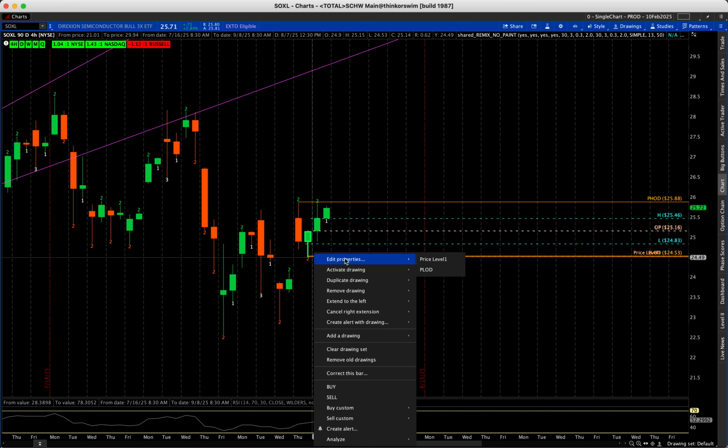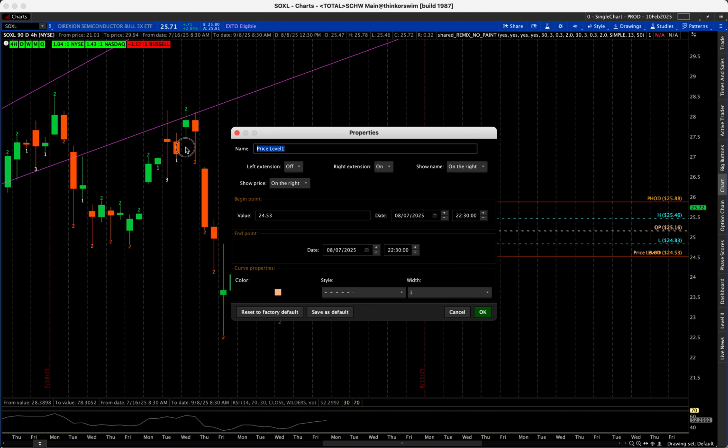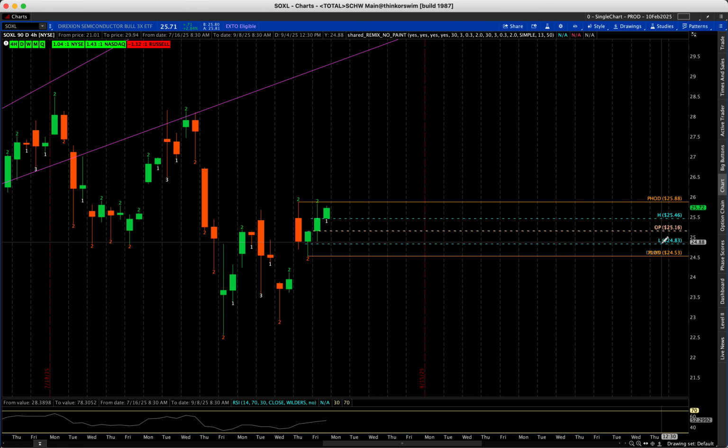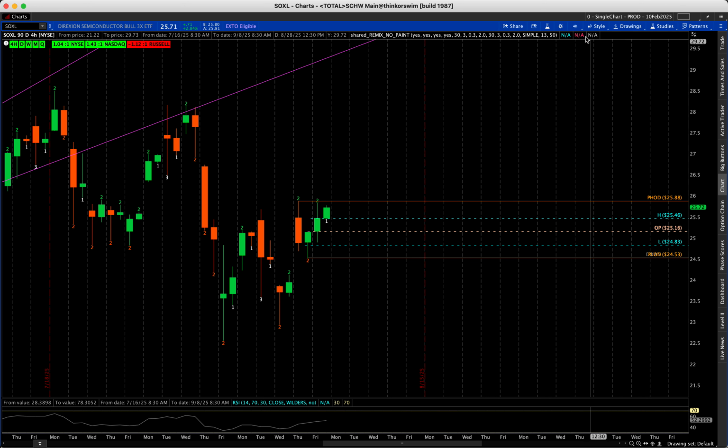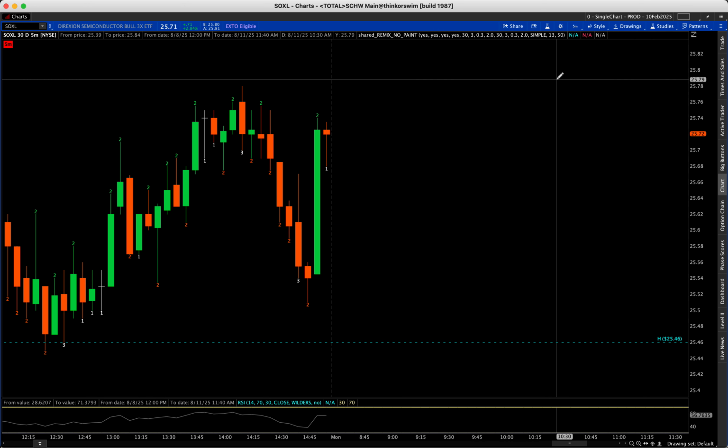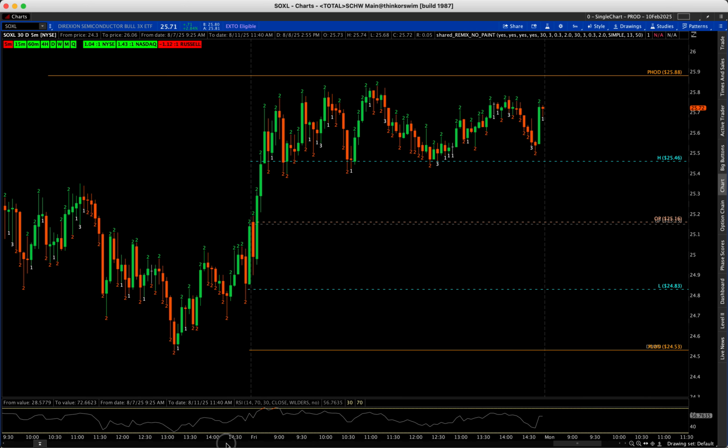Put it in there. Price level. So this is the trigger to the downside on the 4 hour. And we'll make it gray. Okay. But we can see very clearly mapped out where those are. And if we go in, now, if we're talking about scalping, right?